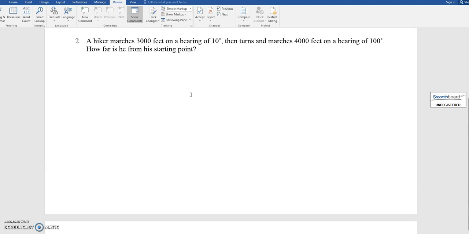So we are going to start right here. That was straight north. I need to angle 10 degrees on a bearing of 10 degrees, so something like this. Kind of exaggerating that, but this angle right in here was 10 degrees. Then from this point right here, I marched that far. I have now a bearing of 100 degrees.